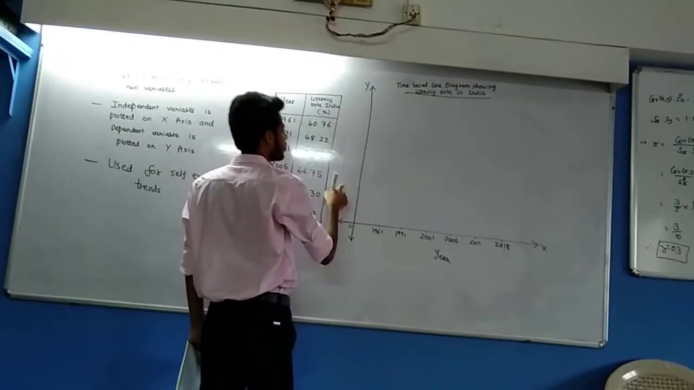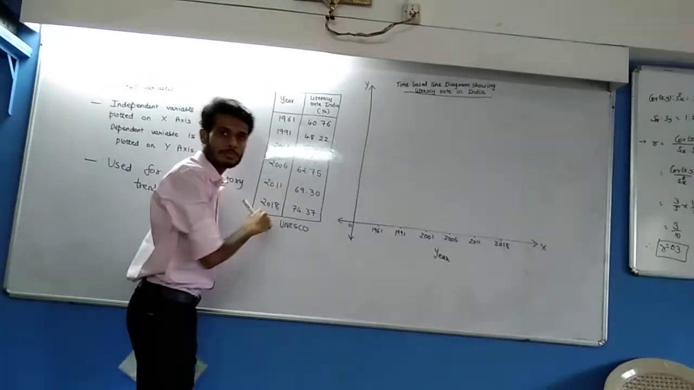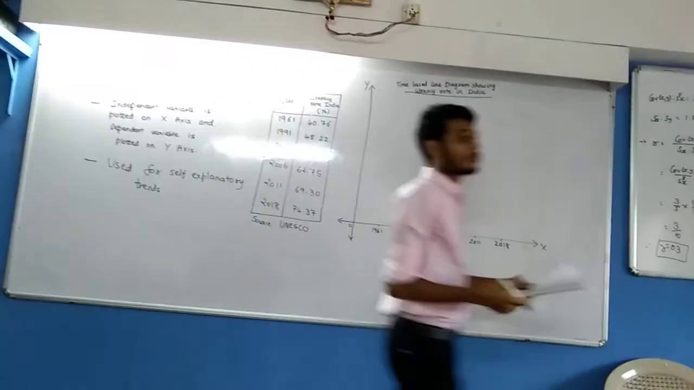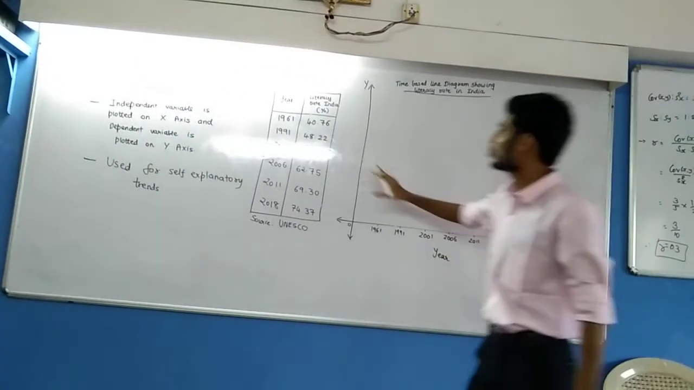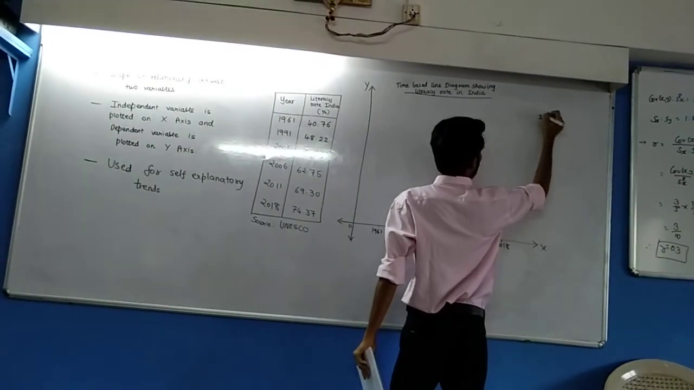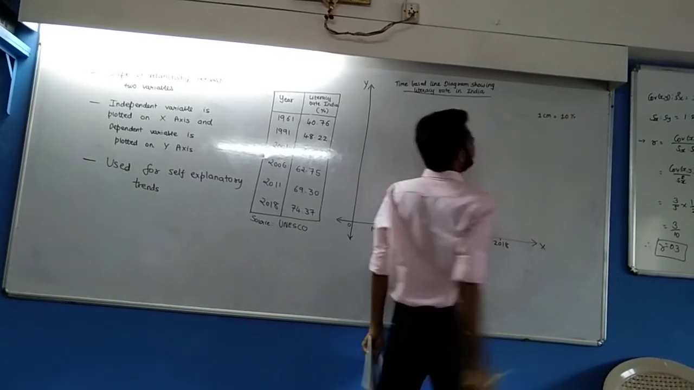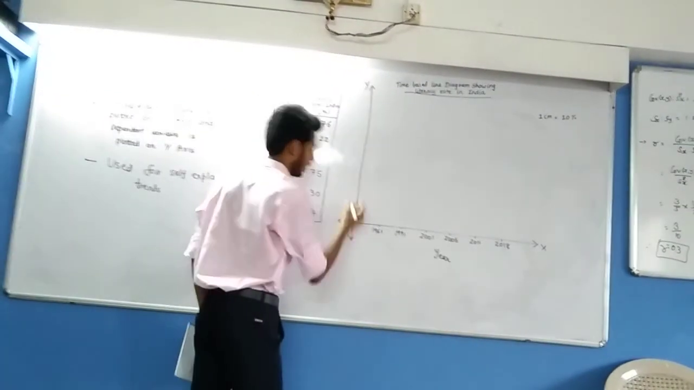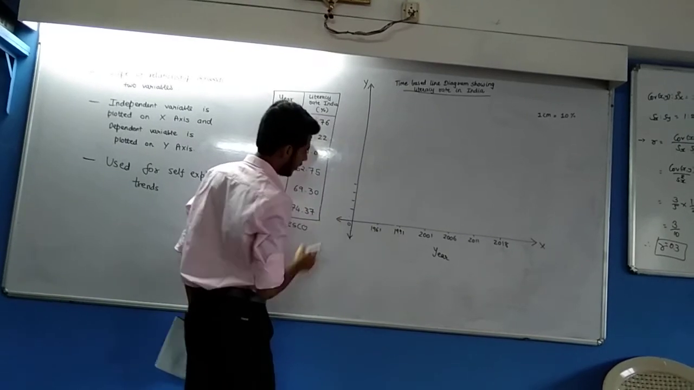Now dependent variables they are going to plot on the y-axis. You all know that this is in terms of percentage. So what will be the maximum percentage? 100, right? But you cannot take 1 centimeter is equal to 1 percentage. You have to shorten that down. So what you will write is 1 centimeter is equal to 10 percentage, and you will start plotting them.